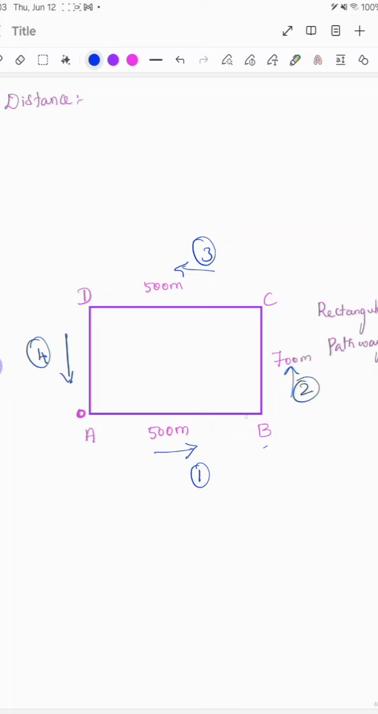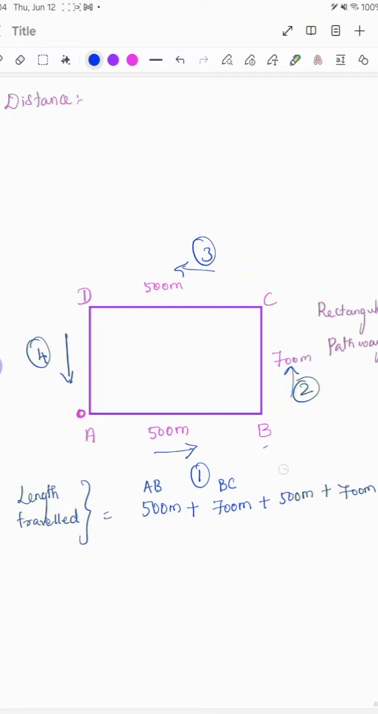So the length from A to B is 500. I am calculating the length of the rectangular path you have traveled. How much have you traveled in the rectangular path? 500 meters, that is from A to B. Again from B to C you traveled 700 meters, and then C to D you traveled 500 meters. Again from D to A another 700 meters. This is BC, this is CD, again this is DA.